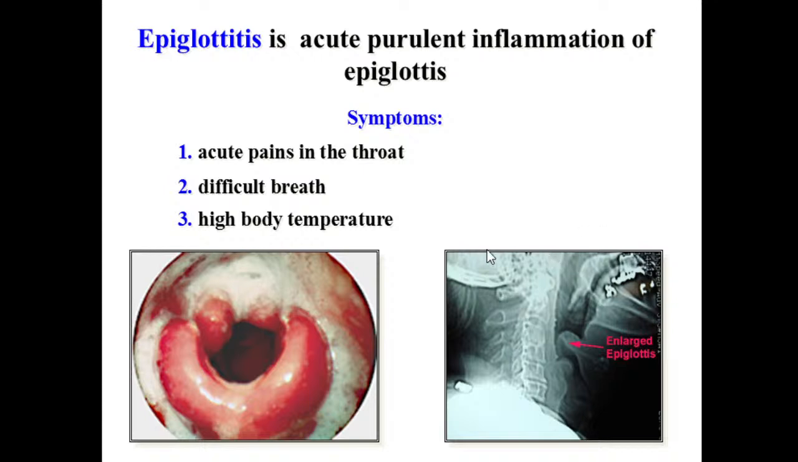And remember this slide: epiglottitis, acute purulent inflammation of the epiglottis. Symptoms: acute pain in the throat, difficult breathing, high body temperature. It is quite... let me show the proper word for this disease. One moment.